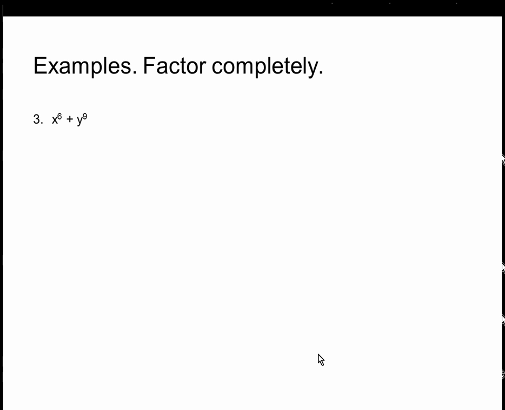Number 3, I have x to the 6th plus y to the 9th. Okay, I do have only two terms. It can't be a sum of squares, that won't factor. Are these multiples of 3? Yes. Remember, the first factor, divide the exponents by 3: x squared plus y to the 3rd. This factor, remember, comes from the first one.